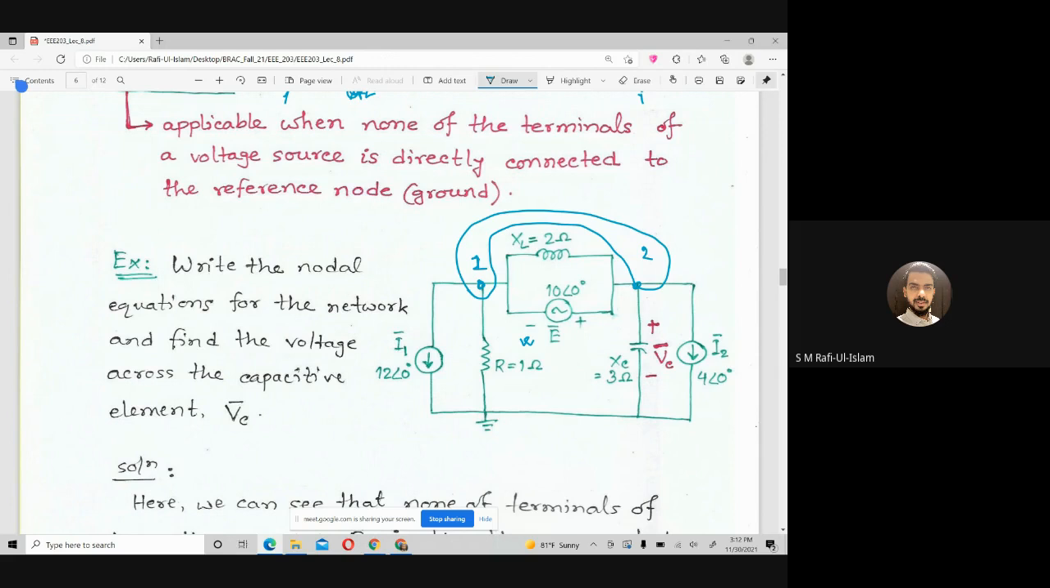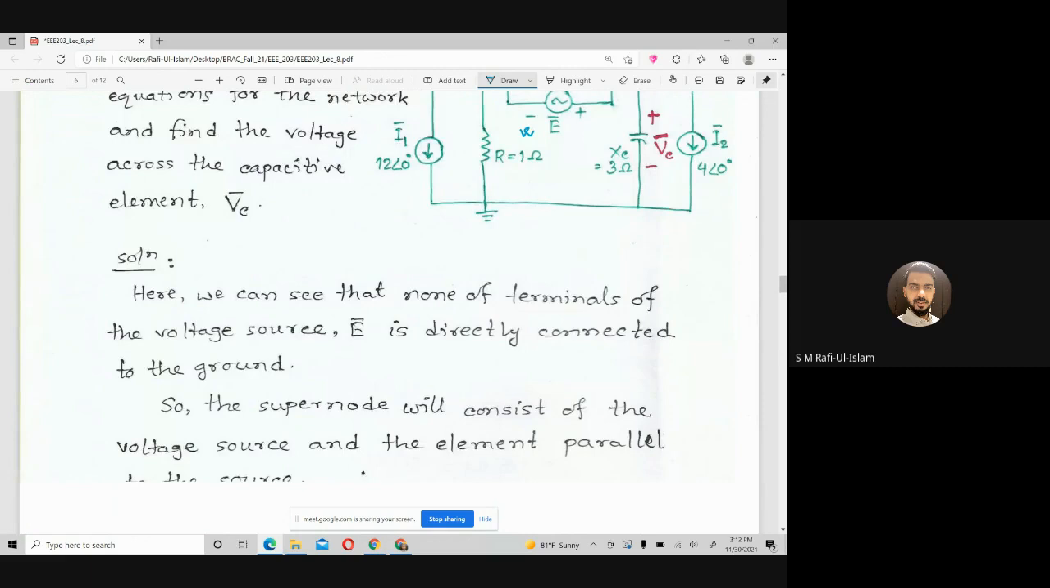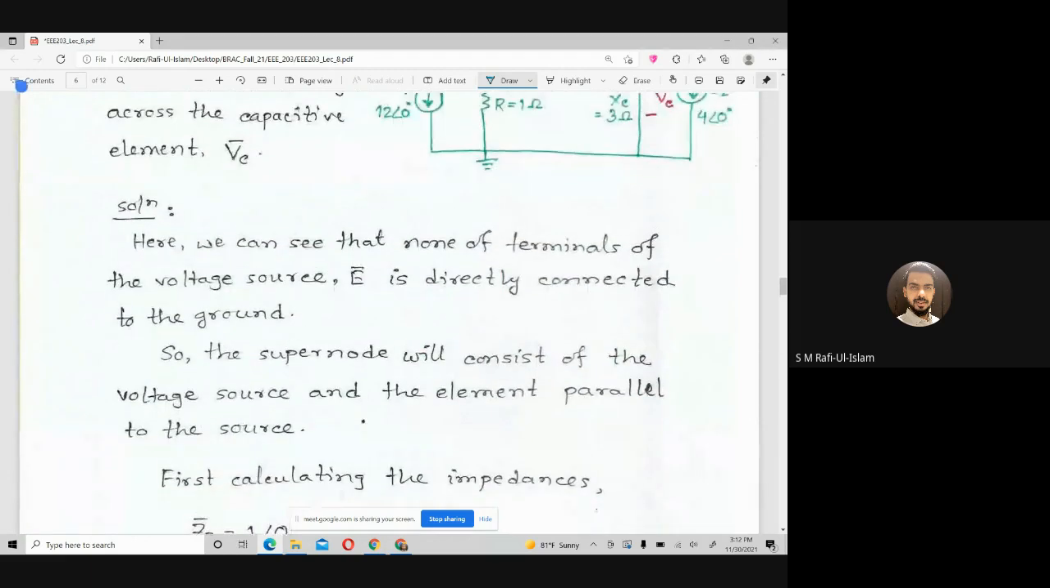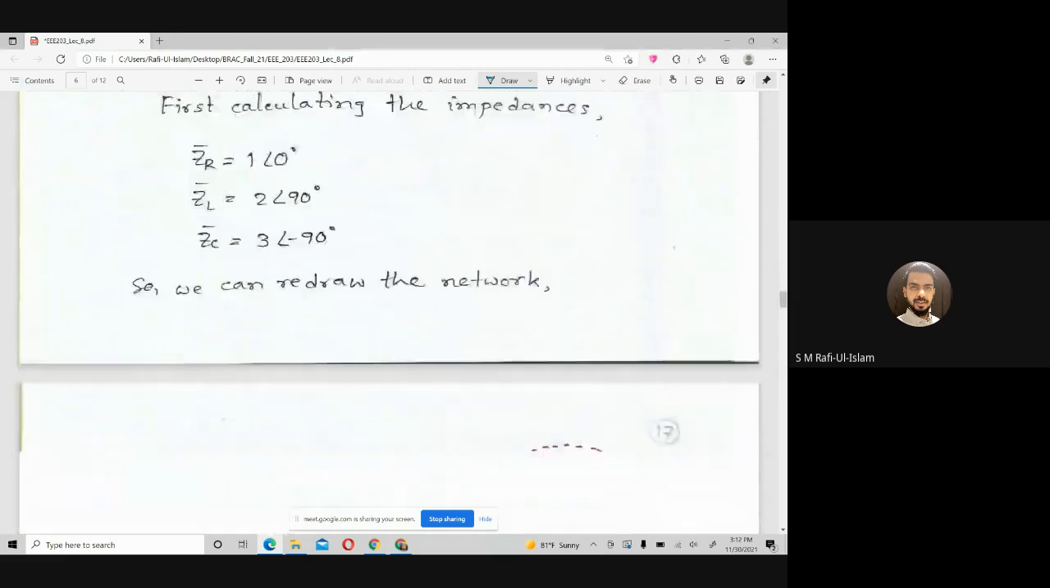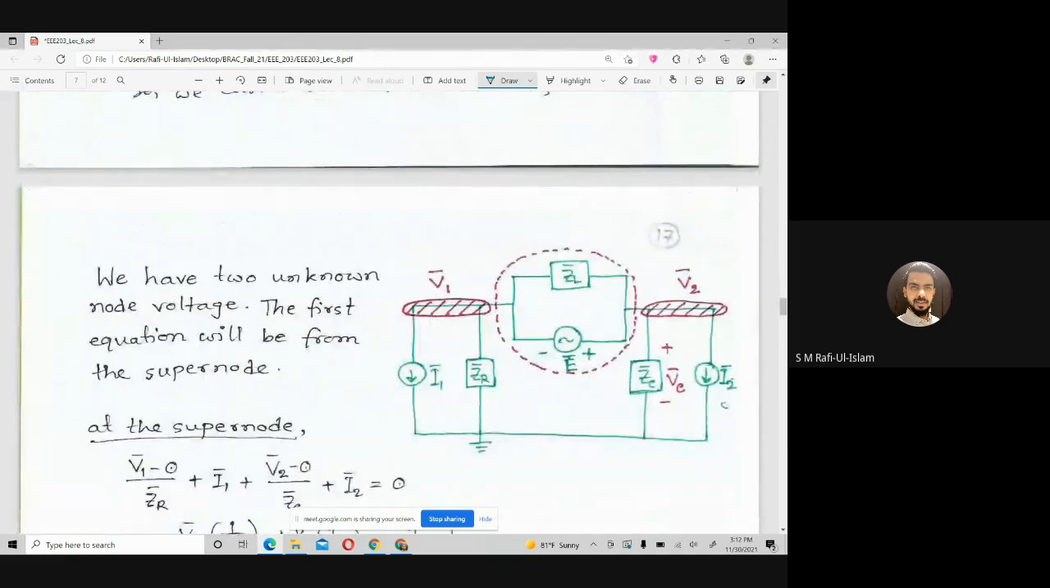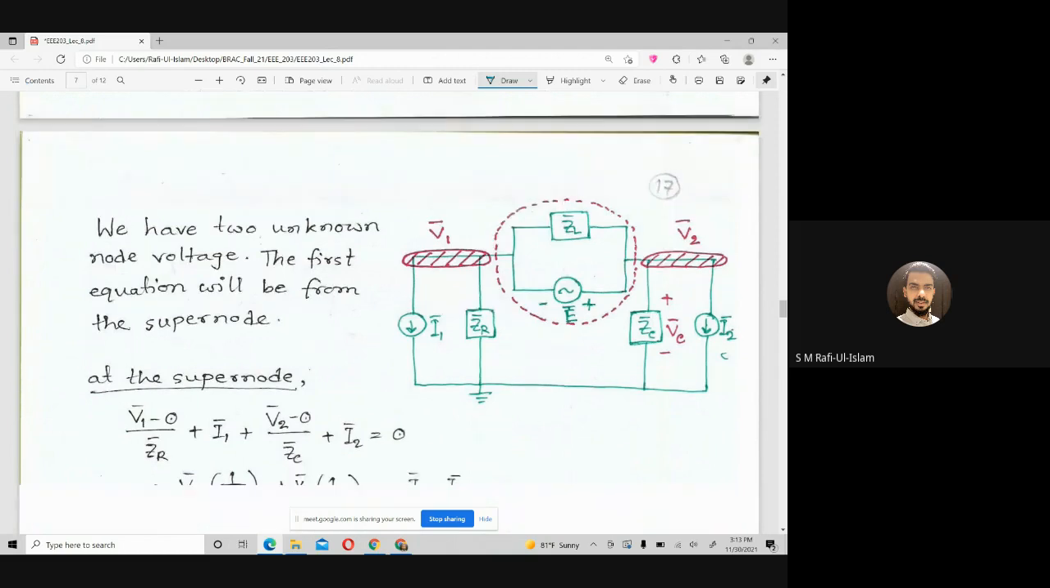So how would we actually perform KCL in a supernode? In order to see that, something is written here. As I said, this one would be a node, this one would be a node, and the whole thing would be a supernode. It means if I apply KCL, I will consider whatever is here and whatever is here, and write all this current summation in a single equation.